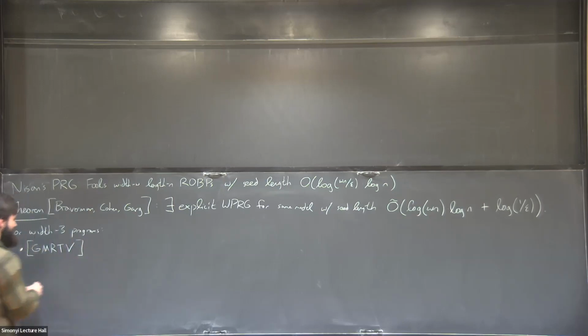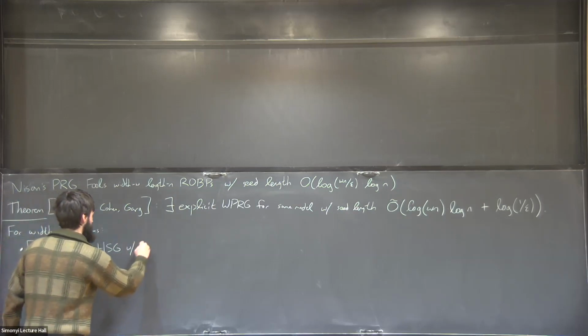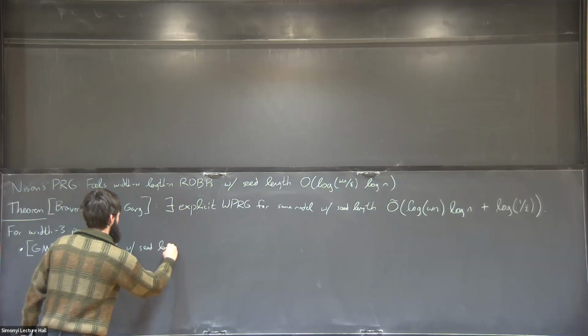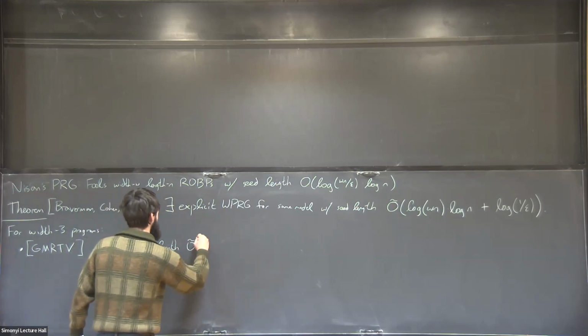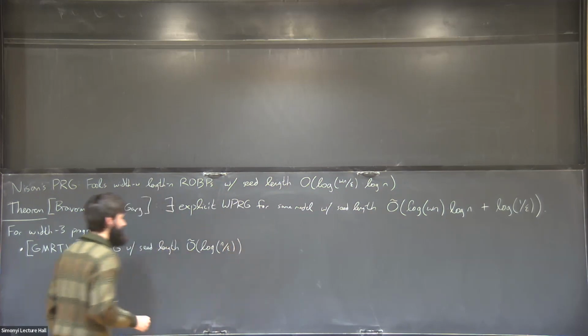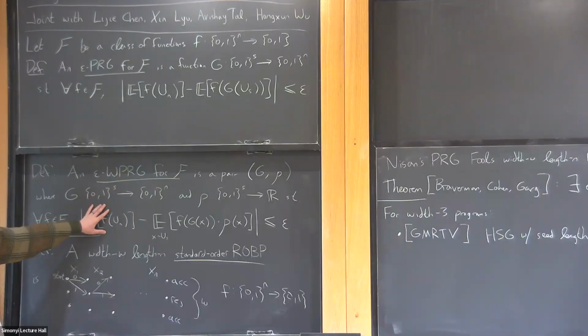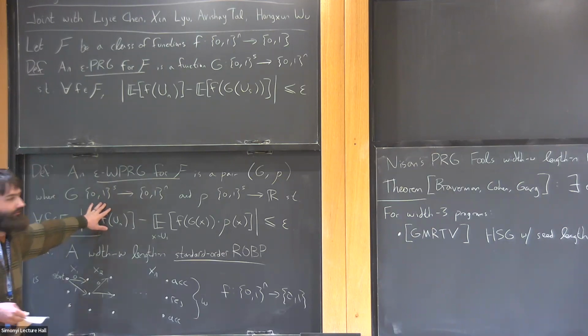So for width 3 programs, there's a theorem by Gopalan, Meka, Reingold, Trevisan, and Vadhan. They gave what's called a hitting set generator with near optimal seed length. A hitting set generator is a kind of one-sided version of a pseudorandom generator. It's implied by this definition of a weighted pseudorandom generator, so it has less structure. They're even easier to construct, but they're also less useful.